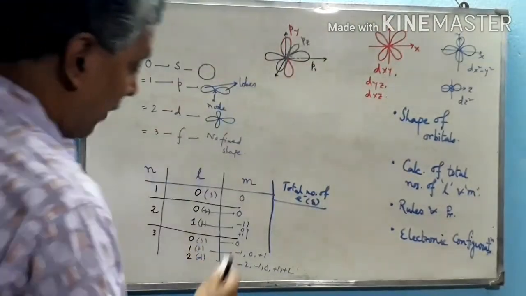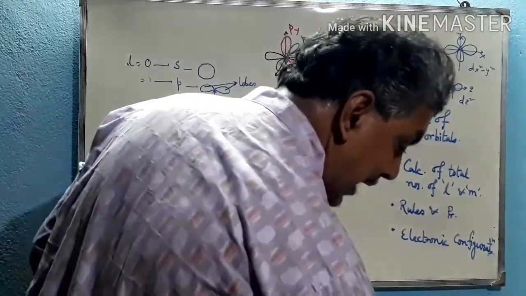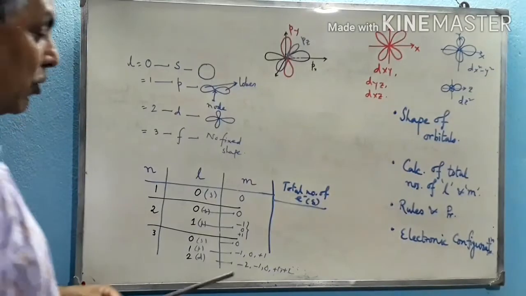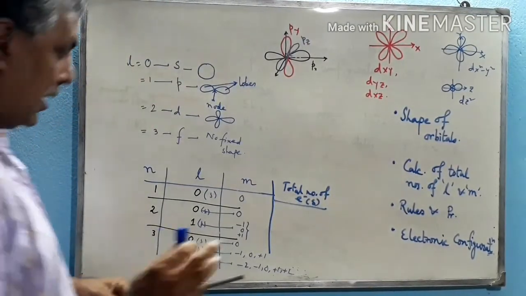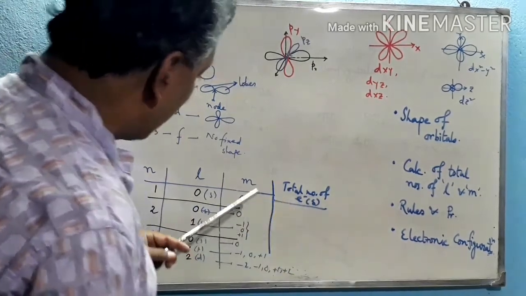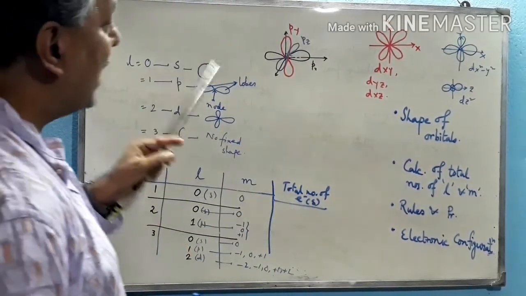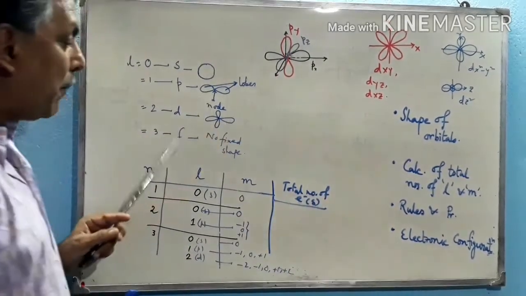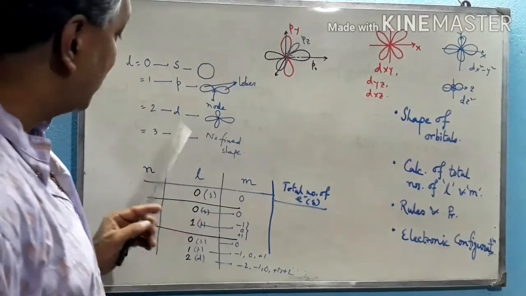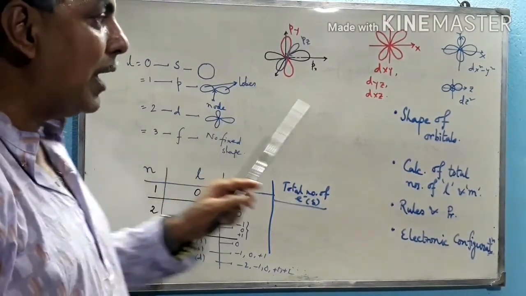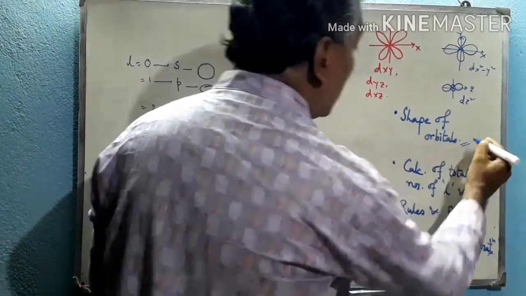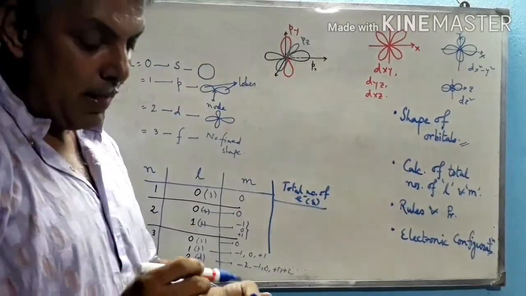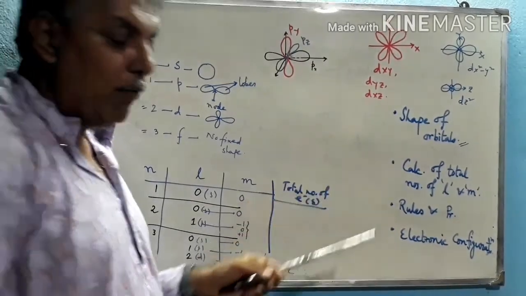Now our next part is the number of electrons. Each and every orbital can hold a maximum of 2 electrons. So these are the shapes: s, p, d. But the f orbital has no fixed shape. So the f subshell has no fixed shape. So these are the shapes of the different orbitals.